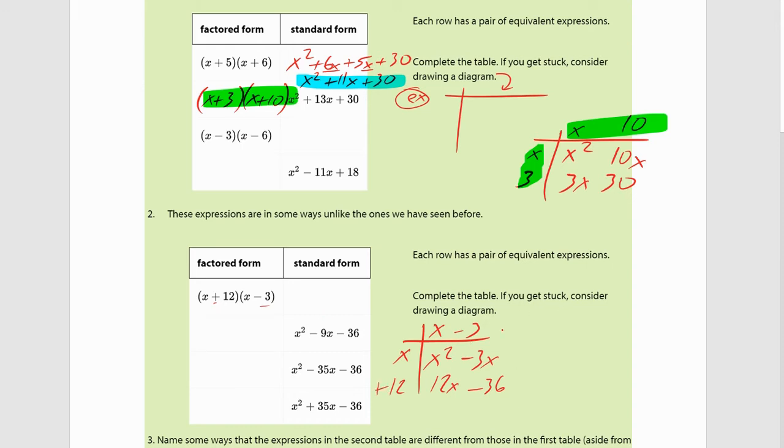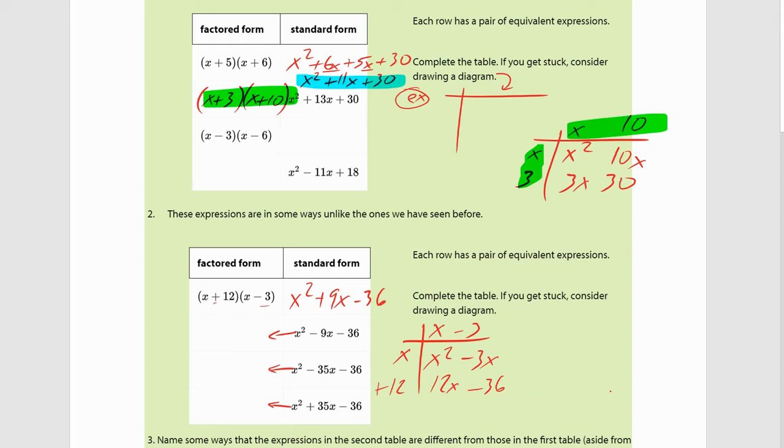If you combine the x's, you'll have x squared. 12x minus 3x, you should get what? 9x. And the negative 36 will be there. Go ahead and go reverse and see what you get.